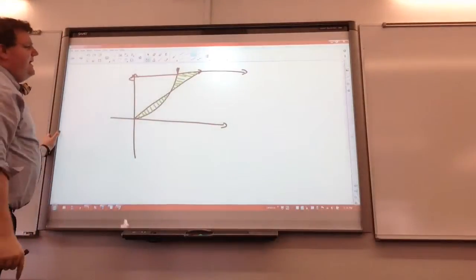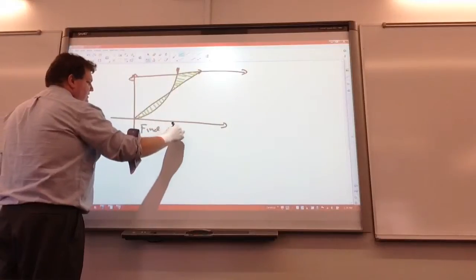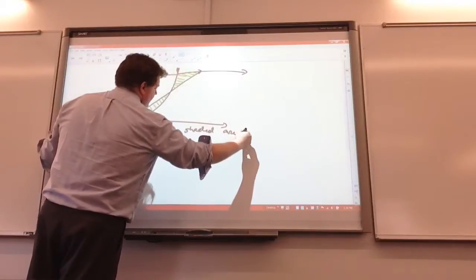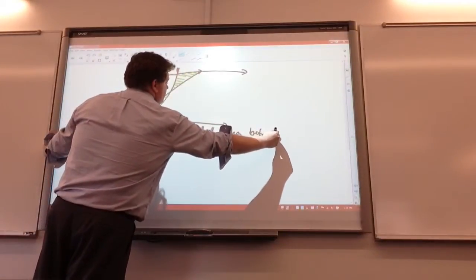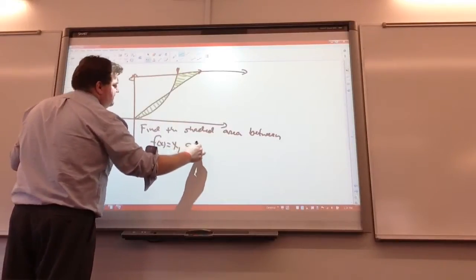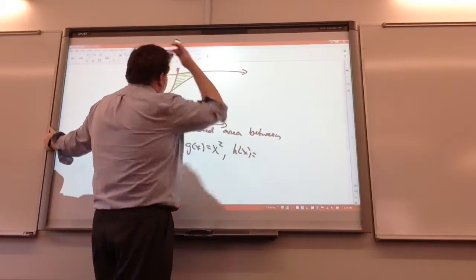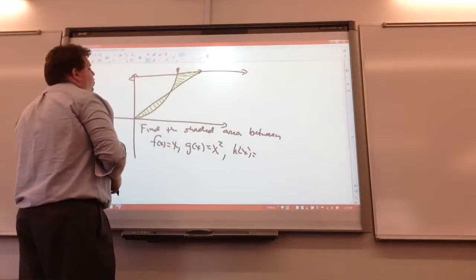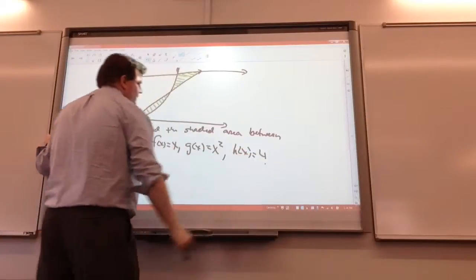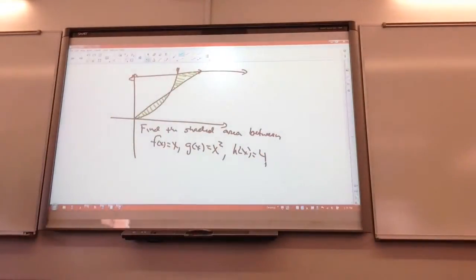Alright, so there we have it here, okay? We want to find the shaded area between f of x equals x, g of x equals x squared, and h of x equals, we'll say, 4. Okay, so we want to find the shaded area between this.